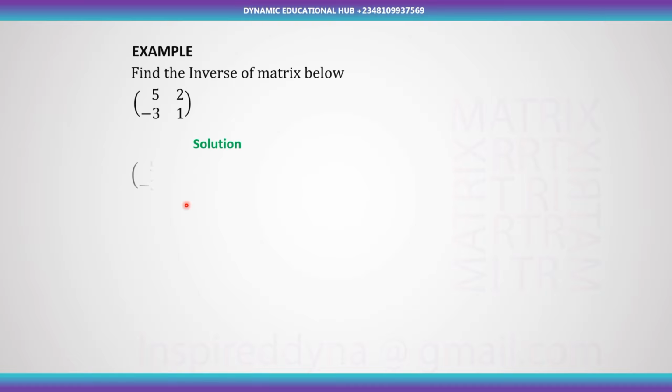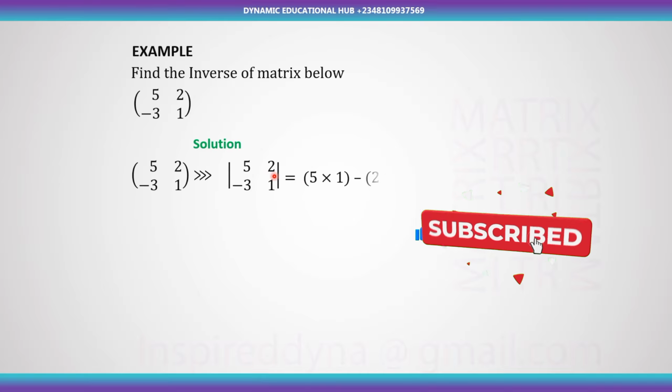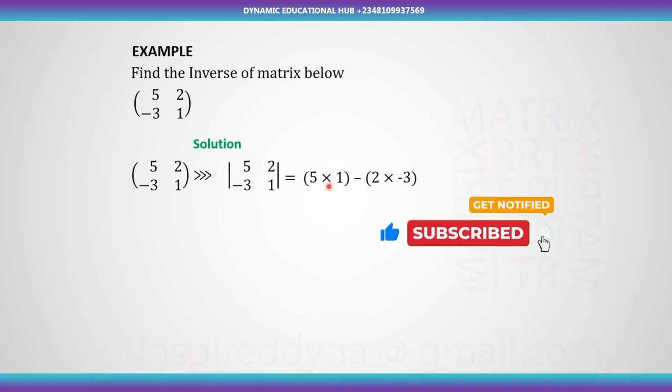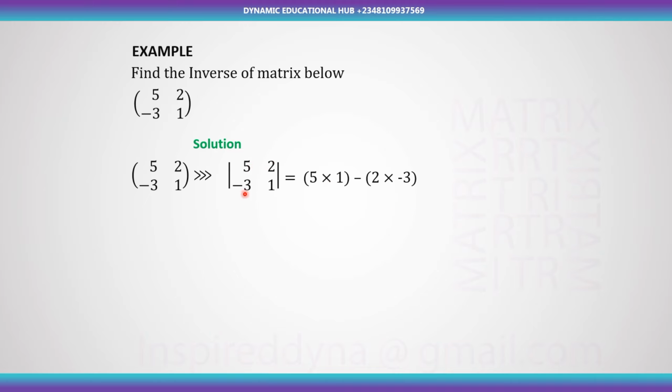And let's have another example, which is this. Find the inverse of the matrix below. So we want to find the inverse of this. To find the inverse, the first thing you want to do is find the determinant. So let's find the determinant of this. Finding the determinant, we multiply across the diagonal. 5 multiplied by 1 minus 2 multiplied by minus 3.